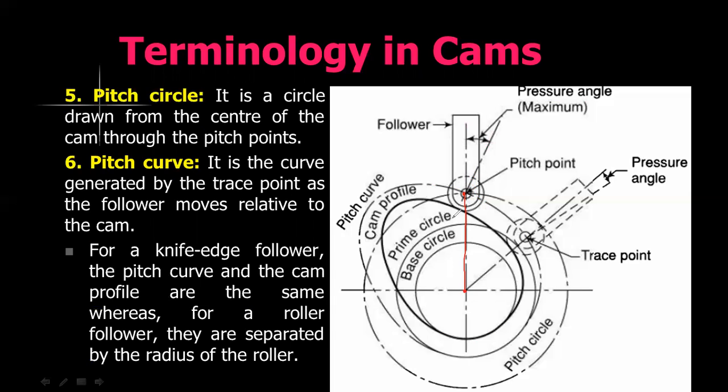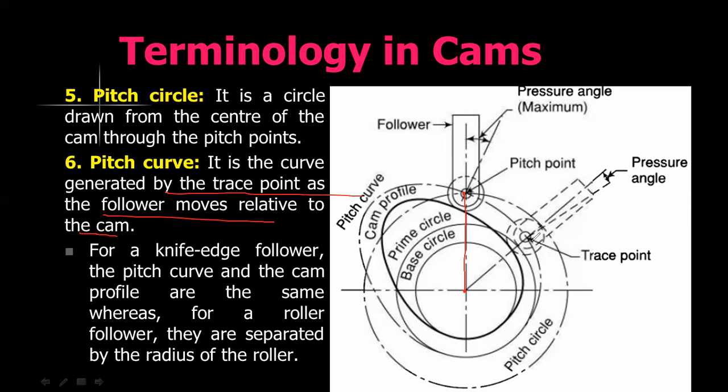Then pitch curve. It is the curve generated by the trace point as the follower moves relative to the cam. For developing the cam profile, we consider the cam stationary and the follower movable. Actually the cam will rotate and the follower will reciprocate. But for drawing the cam profile, we go for kinematic inversion, which means the follower will move along the cam profile. So that is the pitch curve.